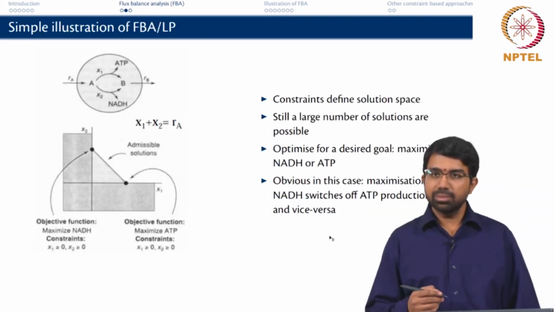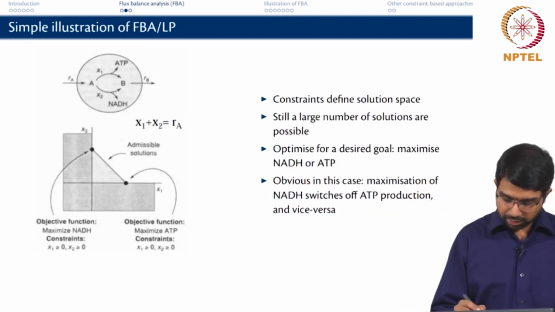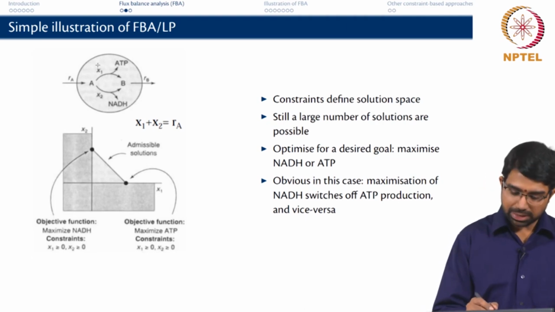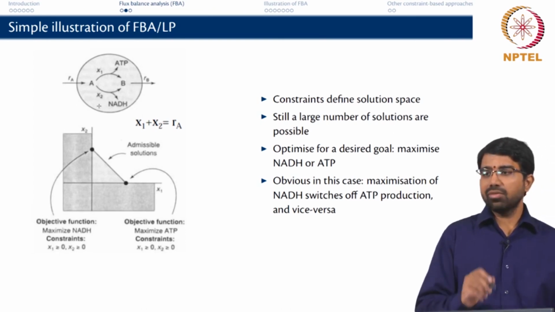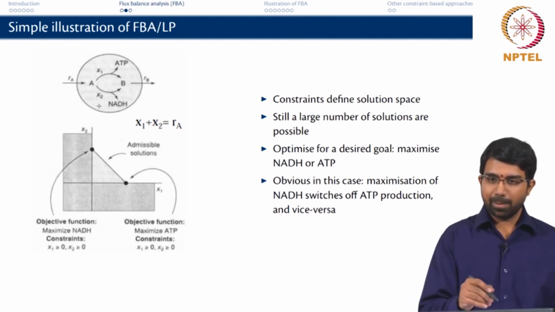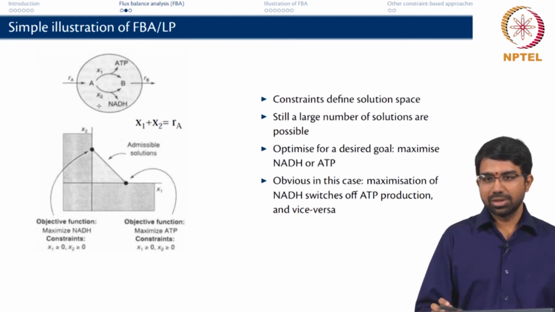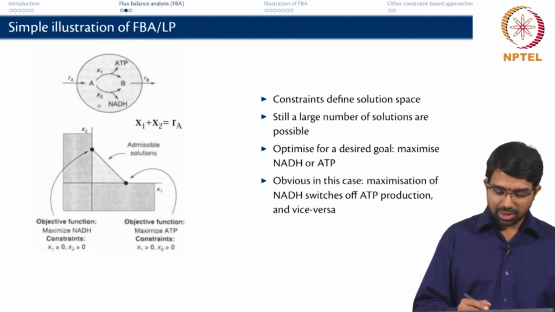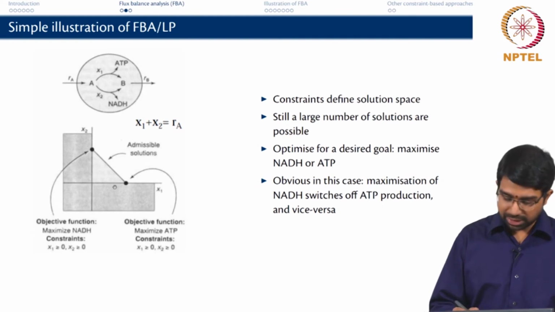So, let us look at a very simple example, right. Here you have a reaction coming in like this, A giving B plus ATP, A giving NADH plus B in this direction. So, it is not exactly balanced in that sense, but you can imagine that RA is equal to RB equals x1 plus x2. This is again very similar to something that you have studied in school, this kind of a circuit diagram which splits across Kirchhoff's law. Kirchhoff's law is basically charge balance, here we have mass balance, it is essentially the very same thing. So, here you have constraints, I say x1 greater than 0, x2 greater than 0 and x1 plus x2 equals RA.